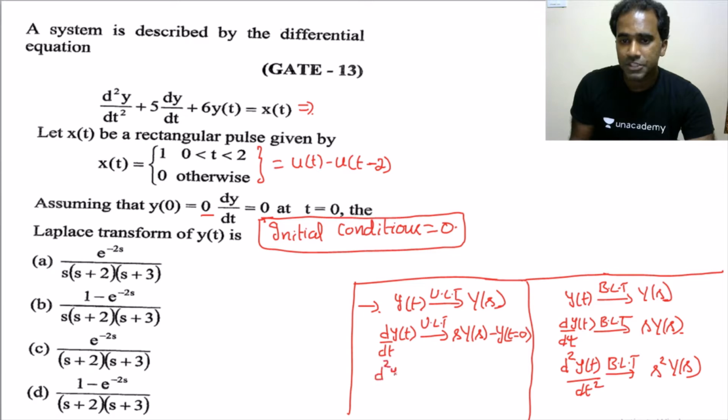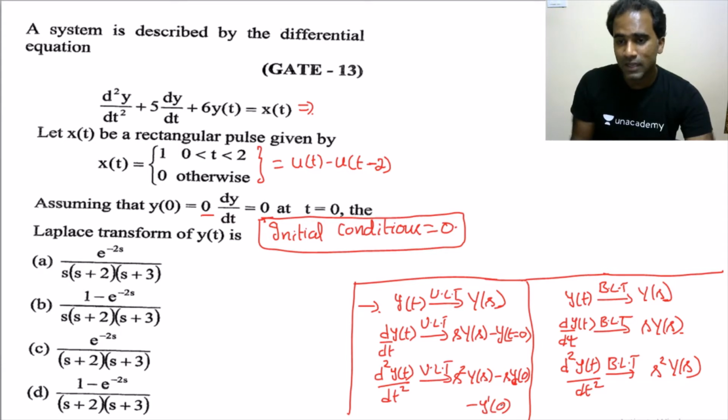Similarly, if you do differentiation twice, d square by dt square of y of t, the unilateral Laplace transform is s square into y of s minus s into small y of 0, which is the time domain signal at t equal to 0, the initial condition, minus y dash of 0, which means the time domain signal's differentiation value at t equal to 0.